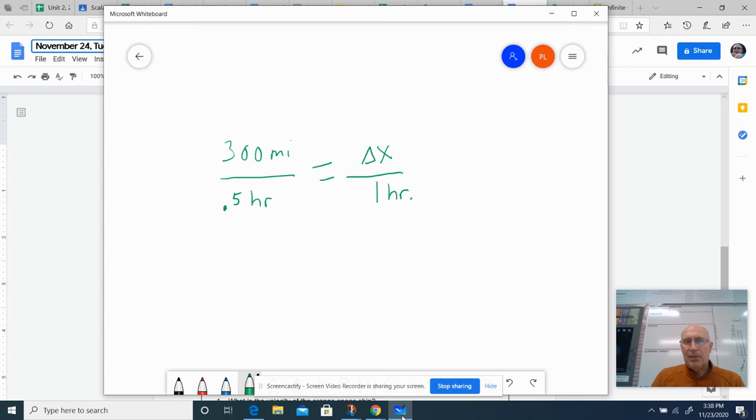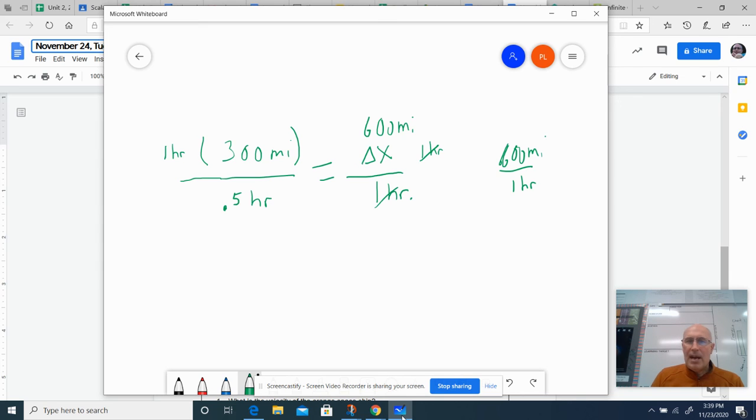Well, in math class, you would just multiply both sides by 1 hour. Okay. And then you would solve. So you would take 1 hour times 300 miles divided by 0.5 hours. All right. And when you solve that, you end up with delta x, the change in position, of 600 miles. Okay. So we know that our answer is 600 miles for every 1 hour. I kind of made a mess of that, but 600 miles for 1 hour is our answer.